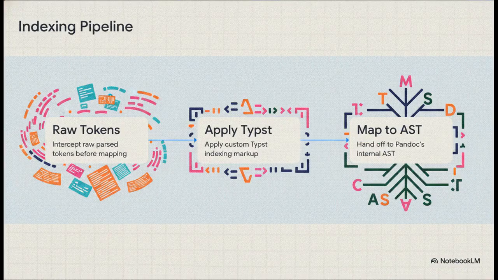To pull off this dynamic indexing, Ang had to figure out exactly where to inject the new logic into the application's pipeline. The architecture actually relies on intercepting the text right at the raw parse token stage. This happens directly after the text goes through a custom parser, but, and this is crucial, right before it gets handed off to Pandoc's internal abstract syntax tree, or AST. By stepping in at this exact middle stage, the code can manipulate the raw elements of the document. That way, it injects the necessary indexing markers before Pandoc finalizes the whole structure.